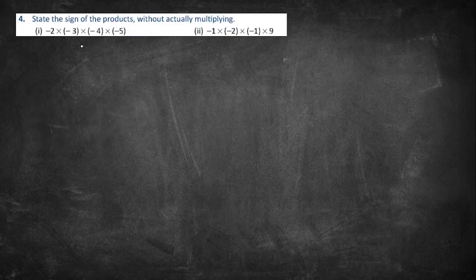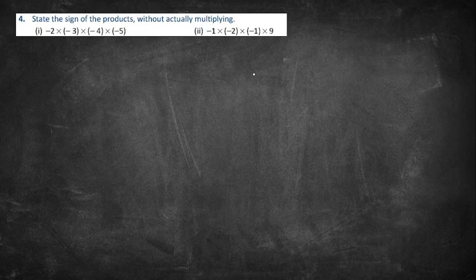Hello everyone. In the last video we were doing this same exercise 1.2 and we completed up to question number 3. In this video we are going to start from question number 4. Question number 4 says: state the sign of the products without actually multiplying. We will not multiply, we need to find the sign of the product.